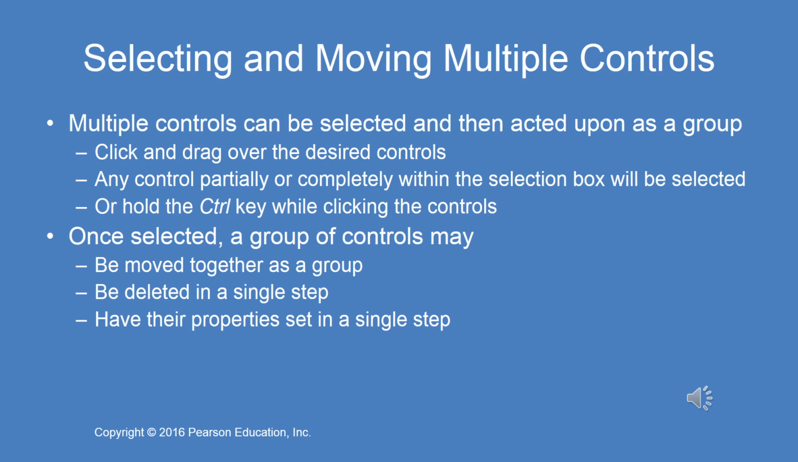You can select multiple controls and then act upon them as a group. And I don't mean a group box. You can click and drag over the desired controls, and that creates a kind of a window, and any of the controls within that window, even if they're partially in the window, get selected. Or you can hold the control key and then continue to left click controls individually and add them to the group. And once again, not a group box. Okay, this is a selection group.